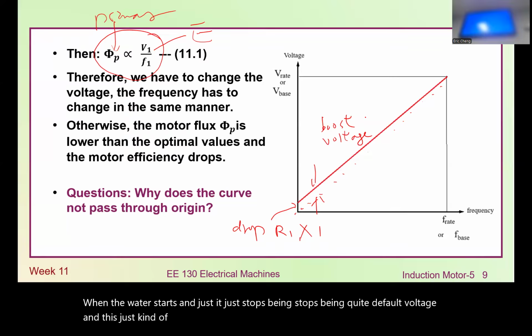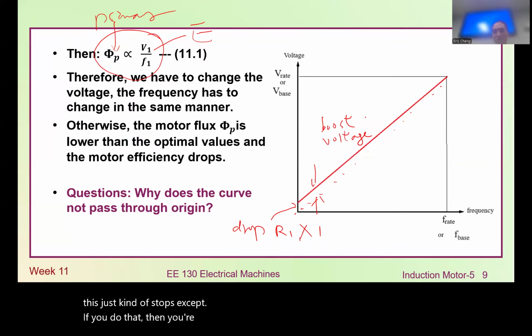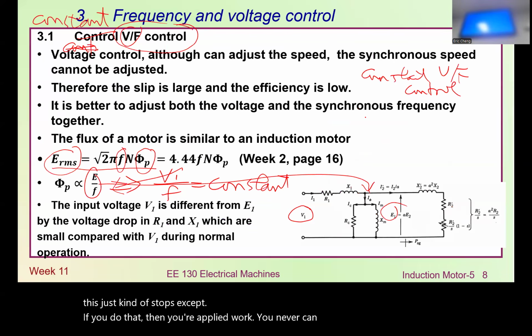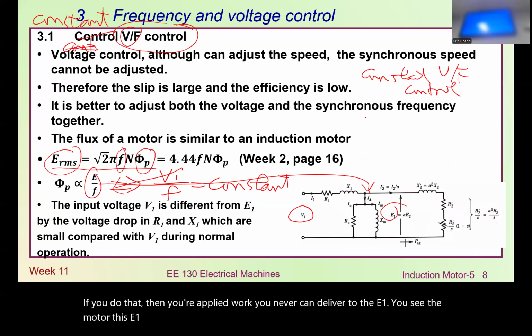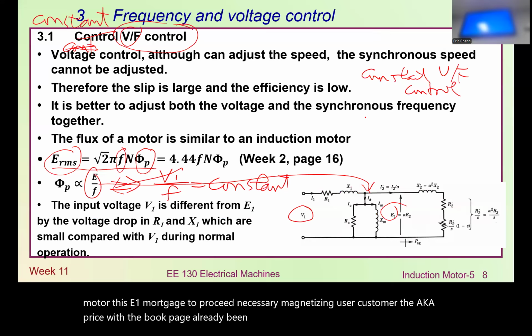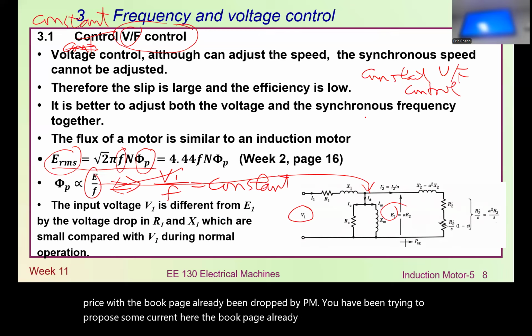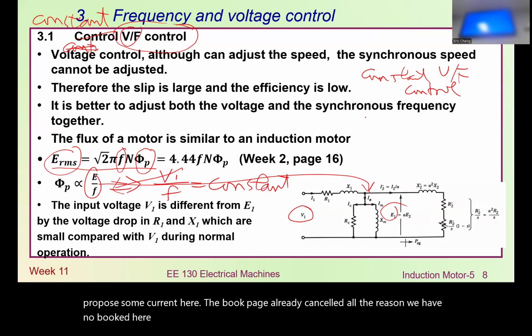Exactly. If you do that, your applied voltage can never be delivered to the E1. The motor needs this E1 voltage to produce the air gap flux that sustains it. If the voltage is already dropped across R1 when you try to produce current, it cancels out the V1. You have no voltage here, no magnetic flux, and the motor is not starting.